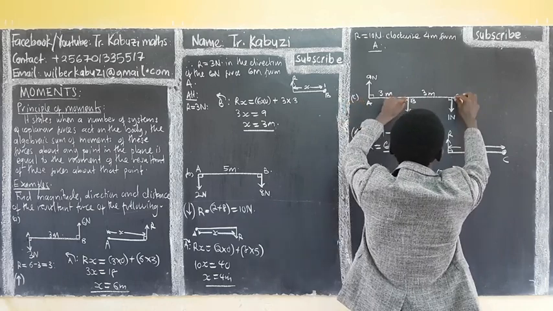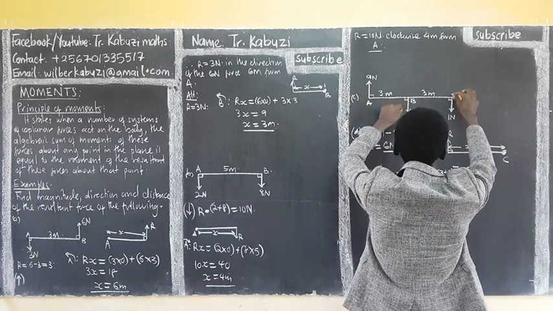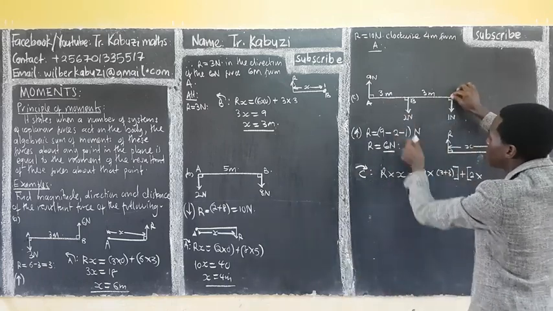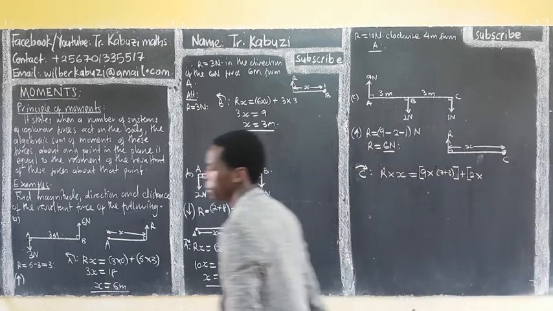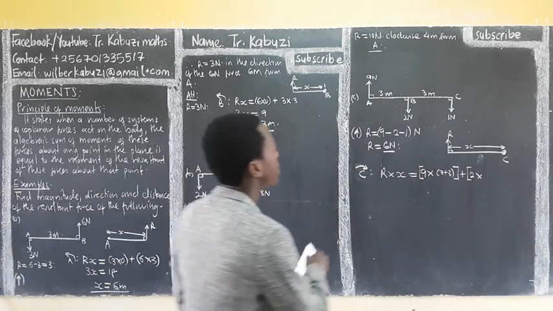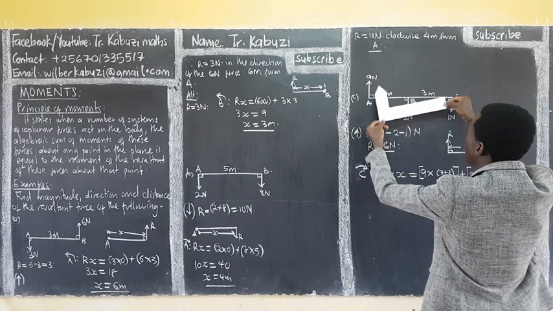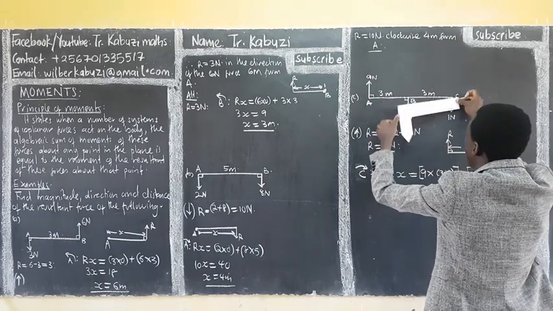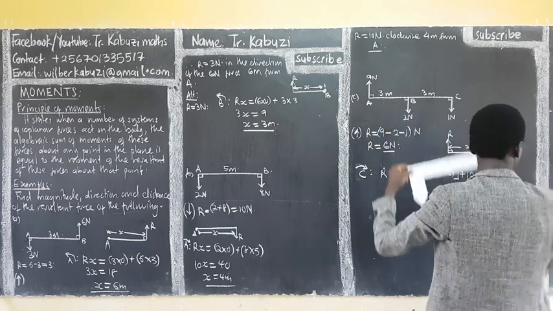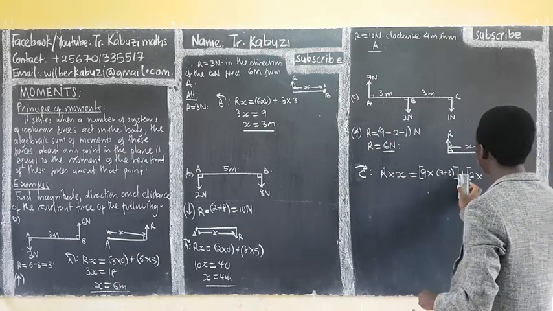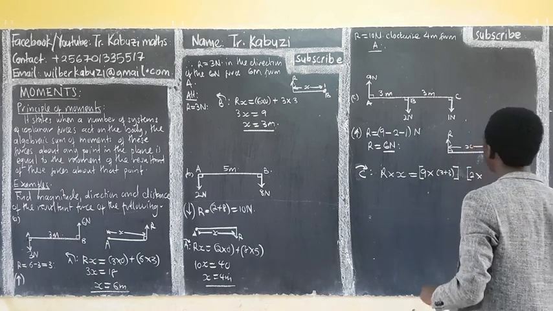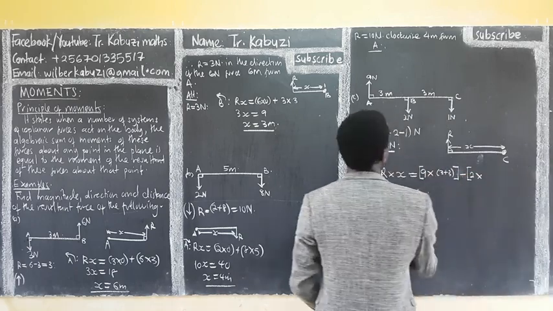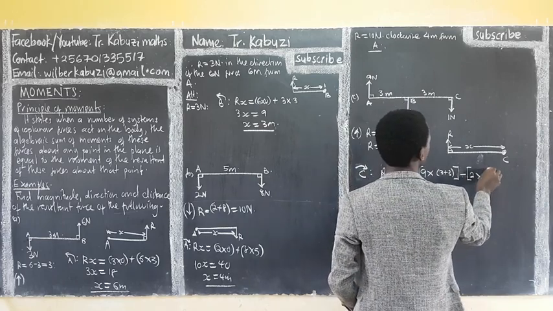times the perpendicular distance from C, because this one A, from C this one is going anti-clockwise, not clockwise. Let me show you. From C, you see this one is going clockwise, but when I come to this, from here, you see it's going anti-clockwise. So this is a negative, not a positive. So minus 2 times the distance, which is 3.